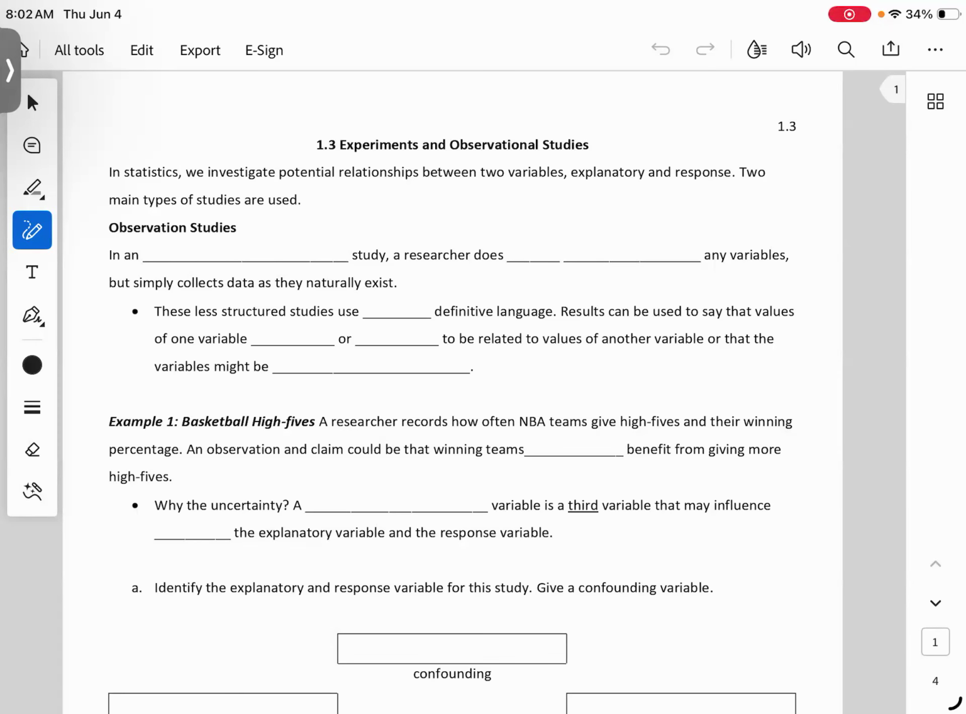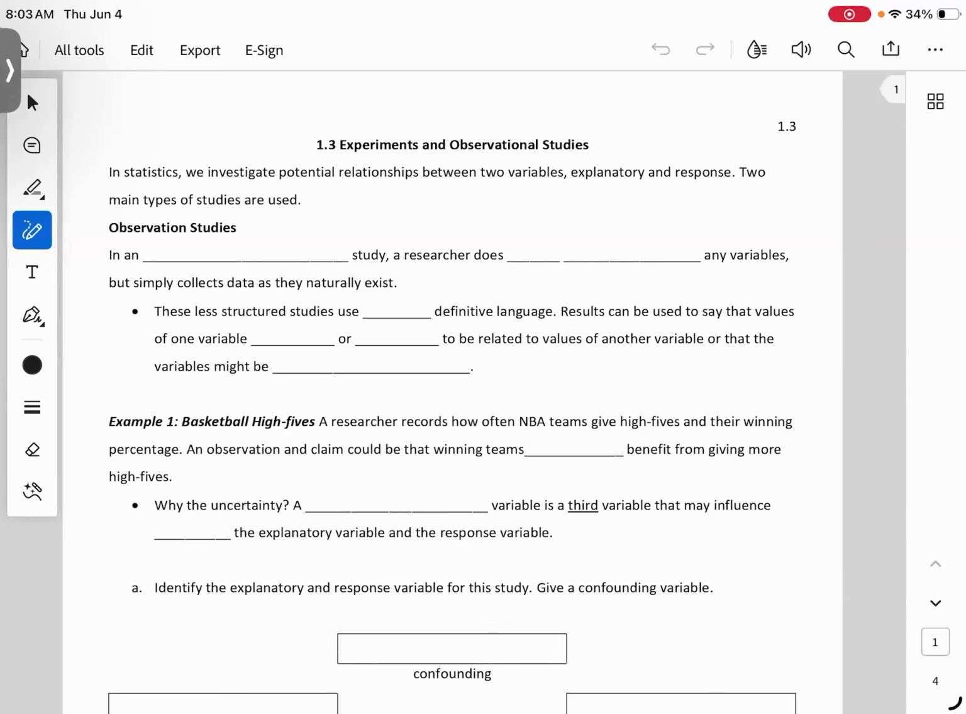Alrighty, next is section 1.3. This is when we start to look at what's the difference between two major types of studies that you can do. One of them is an experimental study, and one of them is observational. Now, in both of these studies, what you're doing is you've got your target, the cases that you're interested in doing a study about. You're collecting data from them, whatever those variables are going to be.